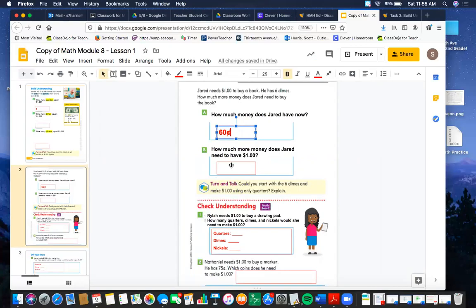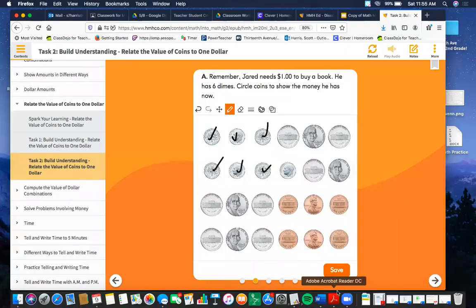How much more money does Jared need to have $1? So now we have to do some math. We have a math problem here. It's asking us how much more he needs. He has 60. How much does he need to get to $1? 100 cents. He has 60 cents. He has to get to 100. Basically, what we're asking is, what's the difference between 100 and 60?